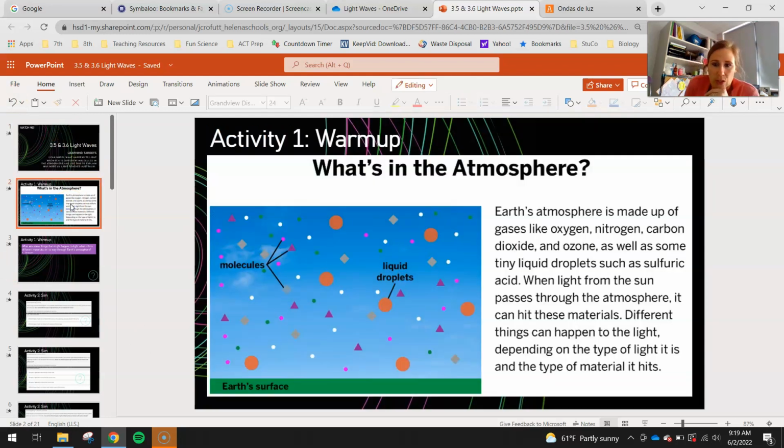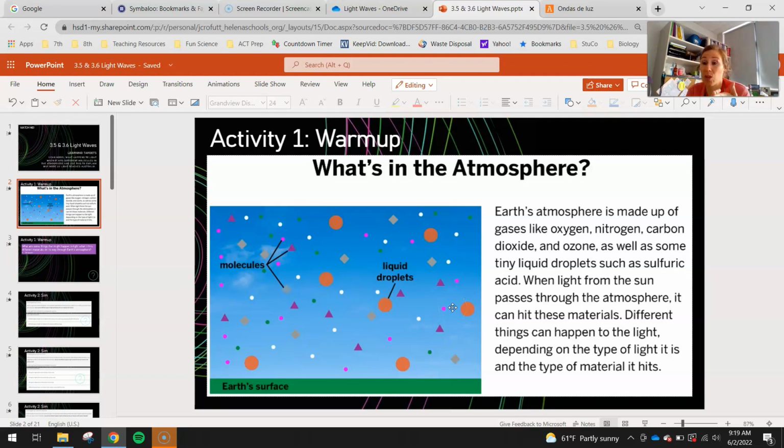What's in the atmosphere? Earth's atmosphere is made up of gases like oxygen, nitrogen, carbon dioxide, and ozone, as well as some tiny liquid droplets such as sulfuric acid. When light from the sun passes through the atmosphere, it can hit these materials. Different things can happen to the light depending on the type of light it is and the type of material it hits. So we learned the different pathways we can see light take.